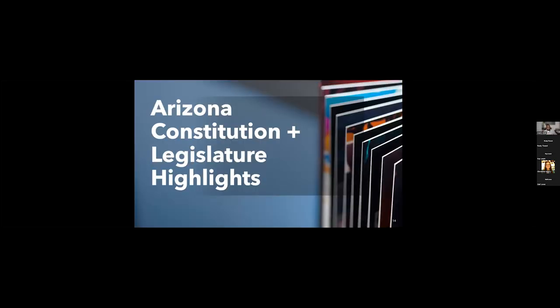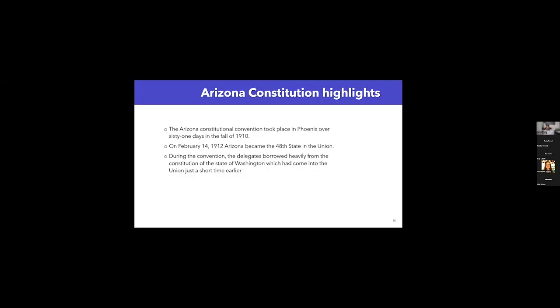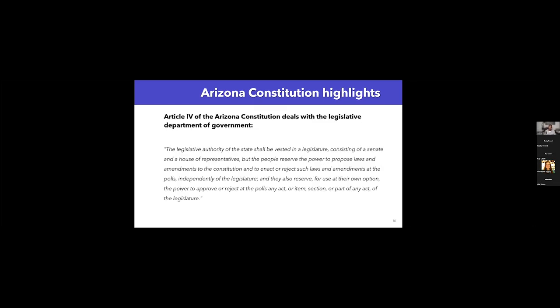All right, let's talk about the Constitution and legislature, like an overview. Some highlights here. The Arizona Constitutional Convention took place in Phoenix over 61 days in the fall of 1910. As many of you know, on February 14th, 1912, Arizona became the 40th state in the Union. During the convention, the delegates used a lot of what was put into the state of Washington's Constitution, because they had just come into the Union right before us. So we borrowed a lot from them.